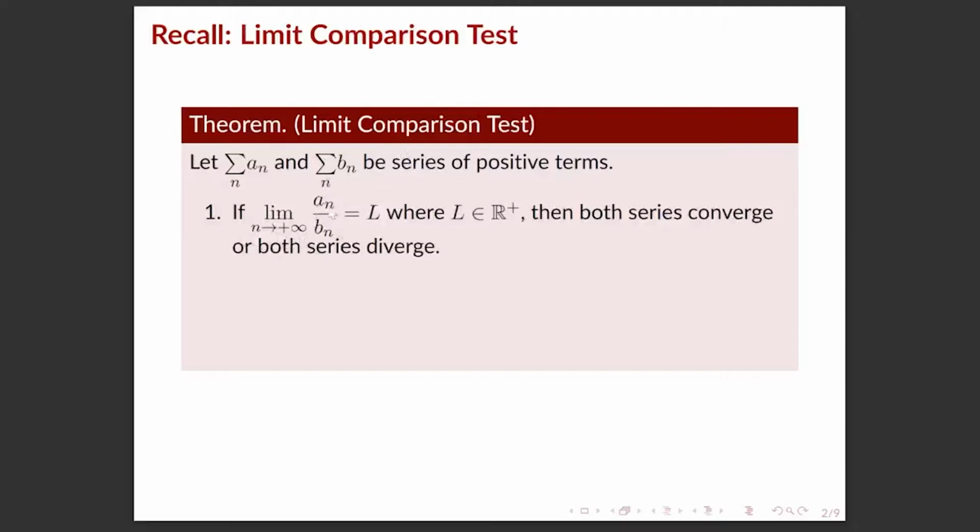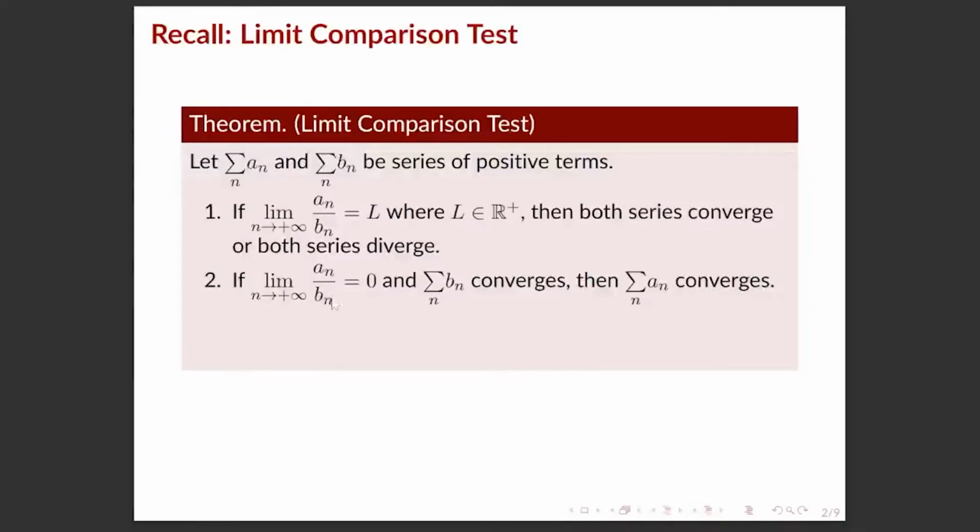If your limit of a sub n over b sub n as n approaches positive infinity is equal to L, where L is a positive real number, then either both series converge or both series diverge. It's always either one of these. So you either have two series that diverge or two series that converge. And this means that you can end up with an answer like pi, e, which are irrational numbers, or 17 over 3, a rational number, or 4, which is just a positive natural number. However, you cannot end up with something like negative 4, and that means that you have an inconclusive test result.